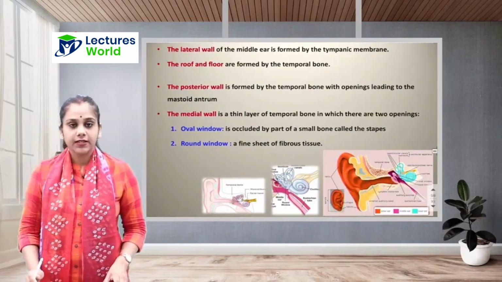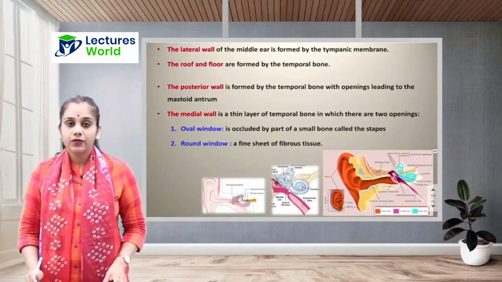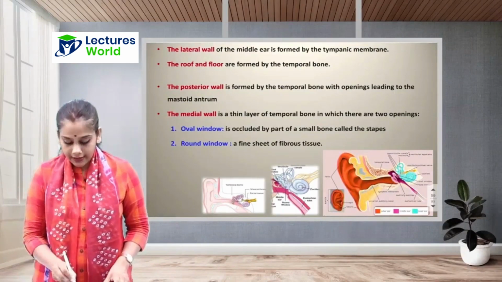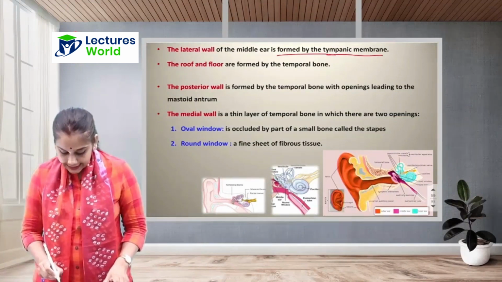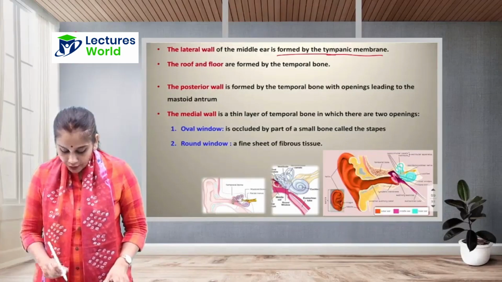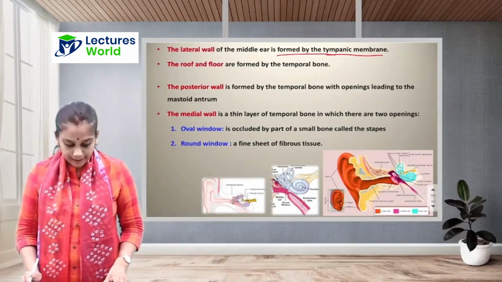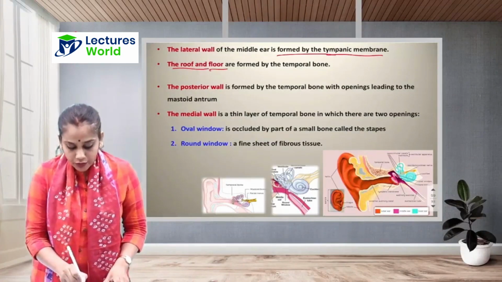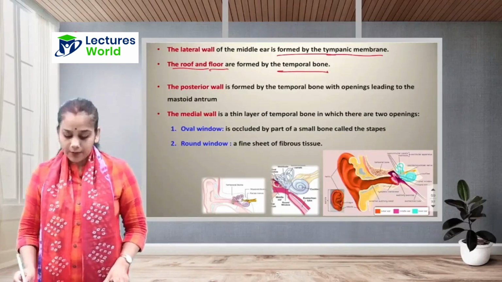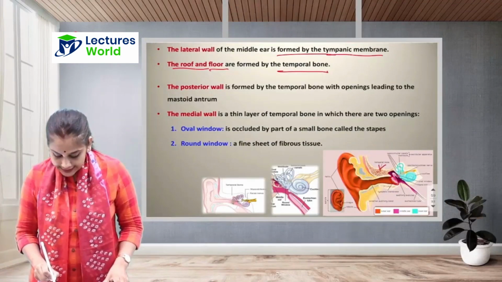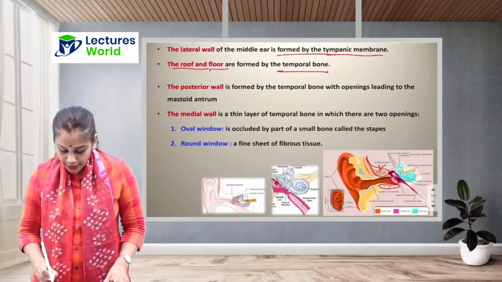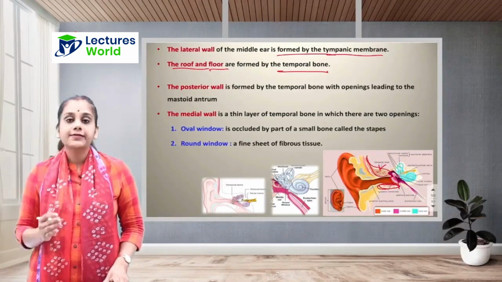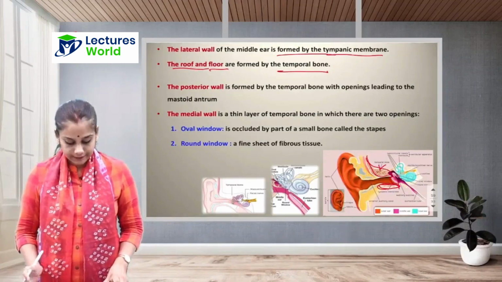Now we will see the walls. The lateral wall of the middle ear is formed by the tympanic membrane. See, this is the lateral wall that is formed by the tympanic membrane. The roof and the floor are formed by the temporal bone. You can see in the figure, this is the temporal bone, and this is the temporal bone. So the roof and floor are made up of the temporal bone.